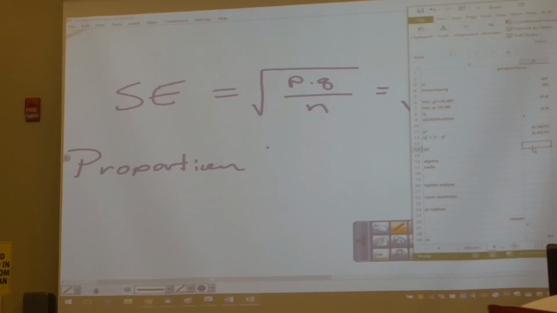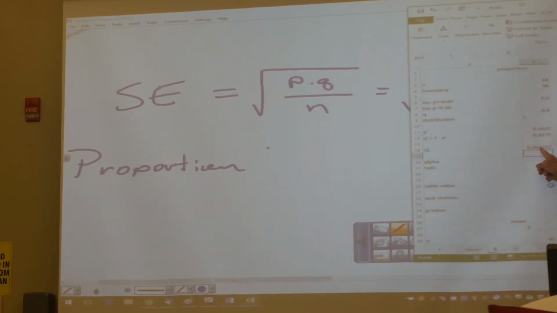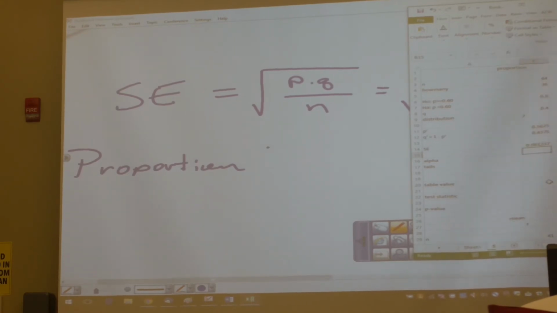So, it equals the square root of this times this divided by 64. I put an extra parenthesis here. So I get a standard error of 0.6123. How do I calculate my test statistic?